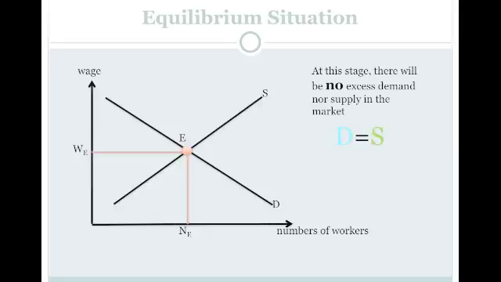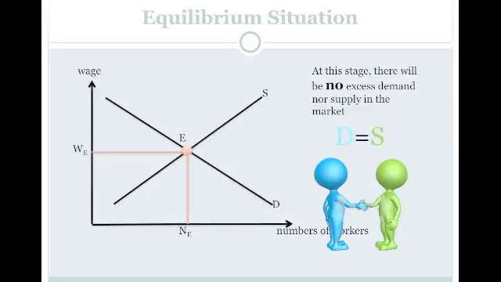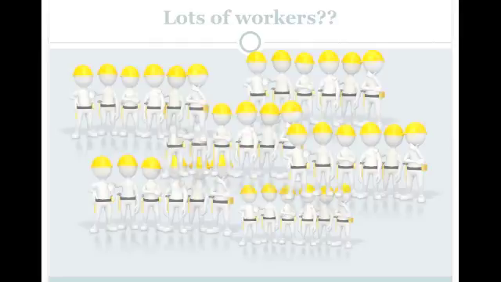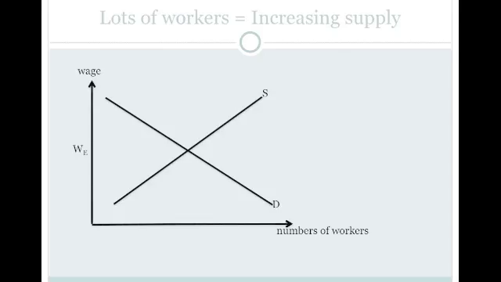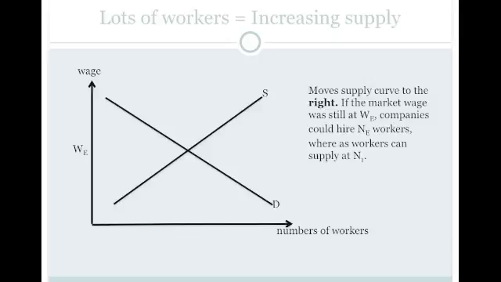Demand equals supply. It means that the number of people who would like to work equals the number of jobs that are offered. What happens if we have lots of workers? Well, lots of workers leads to increasing supply. An increase in supply moves the supply curve to the right.